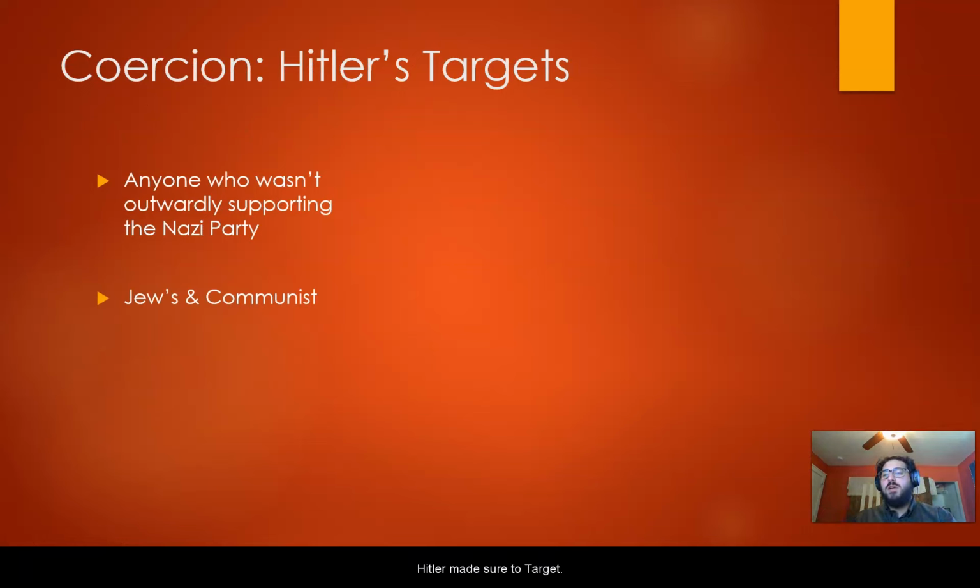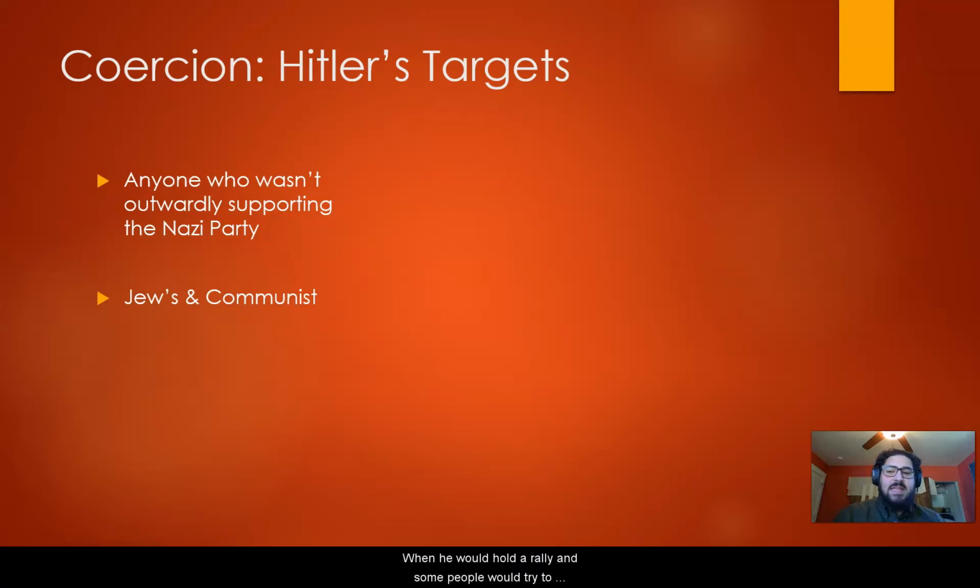The coercion. Hitler made sure to target anyone that wasn't outwardly supporting the Nazi Party, was Jewish, or was communist. And the way he used coercion was twofold. One was actual violence. Actual violence against these community members.